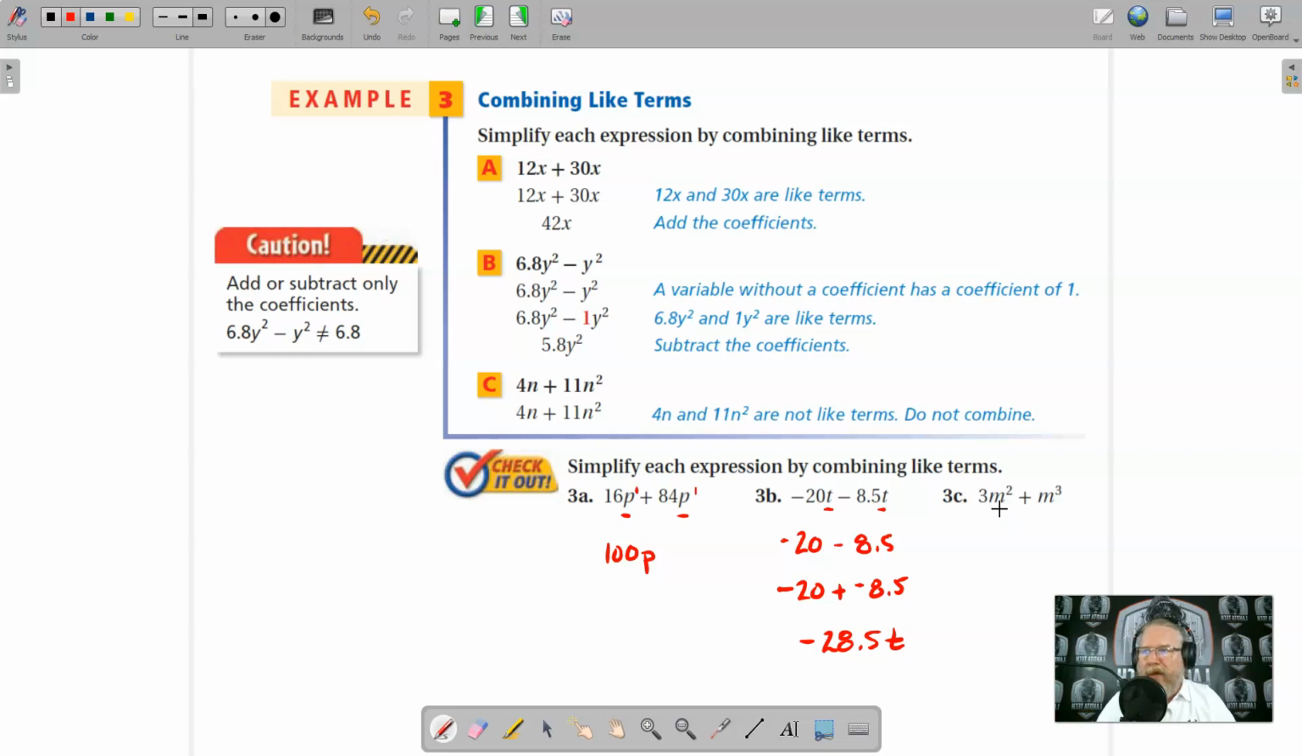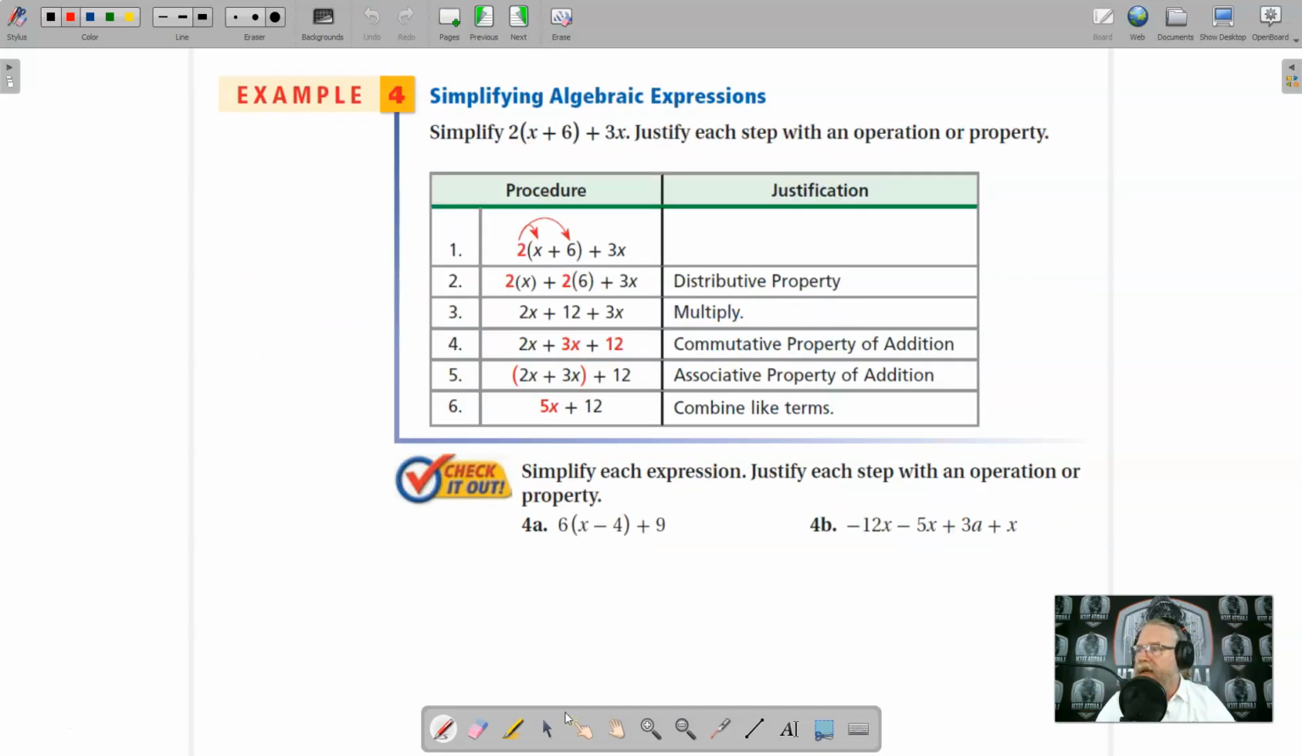And then finally, the last one, I have m and m, but I have an exponent of 2 and an exponent of 3. Therefore, these are not like terms. The variable is the same, but the exponents are not the same. So they are not like terms. I cannot combine them. All right.